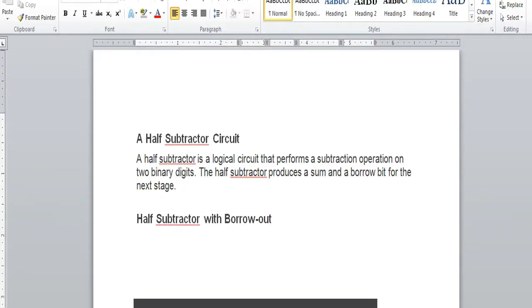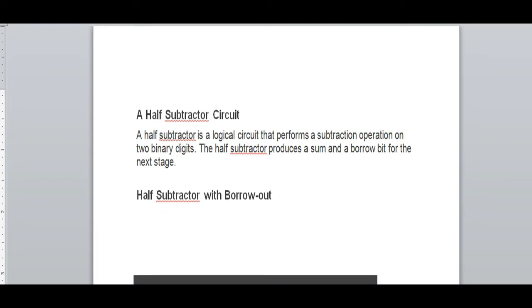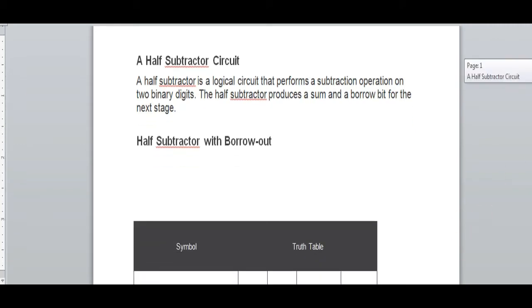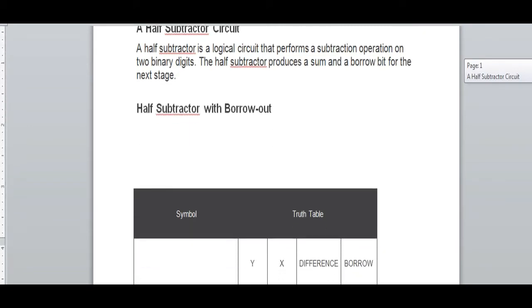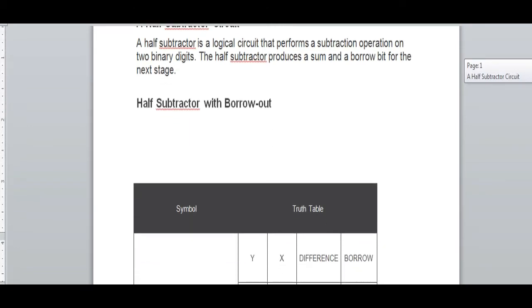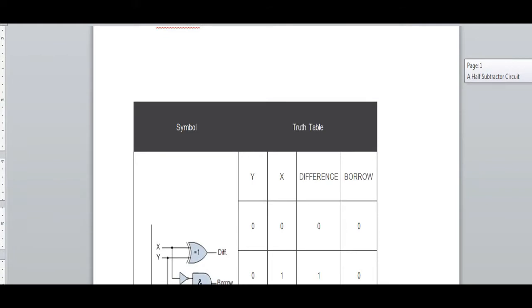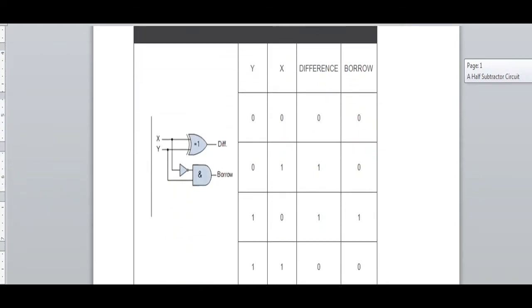A half subtractor is a logical circuit that performs a subtraction operation on two binary digits, and the half subtractor produces a difference and a borrow bit for the next stage. Means a half subtractor has two input bits and two output bits. Output bit one is the difference and one is the borrow. We can see the truth table and symbol for the subtractor circuit.